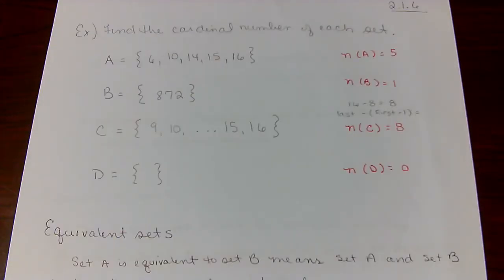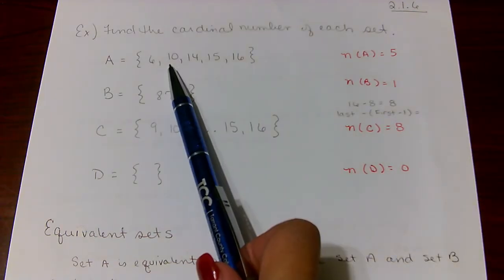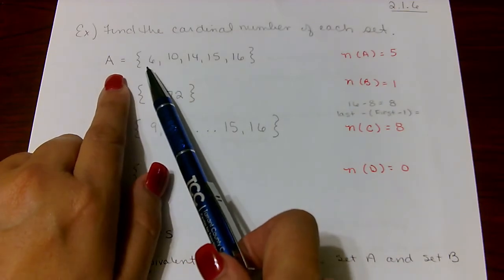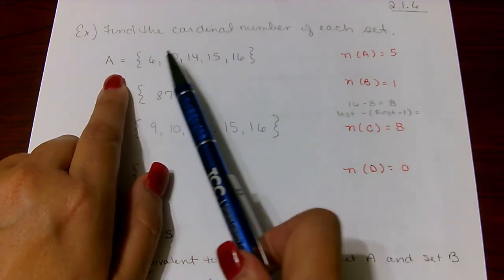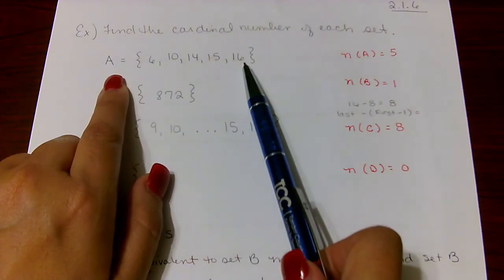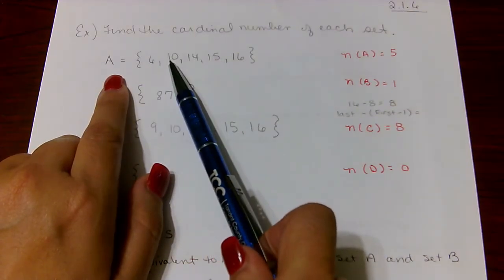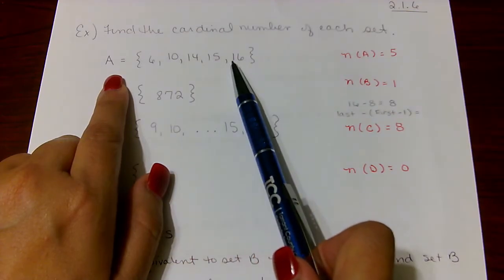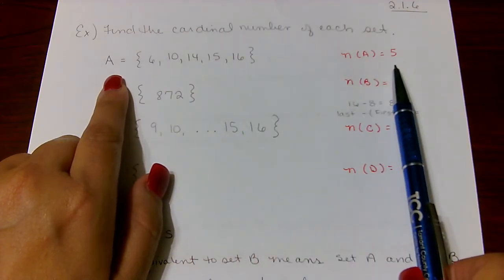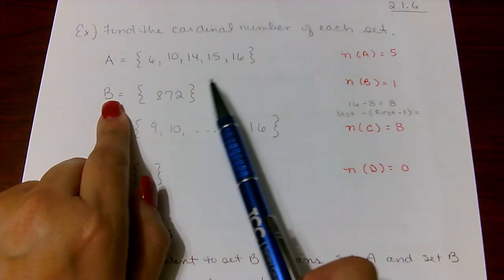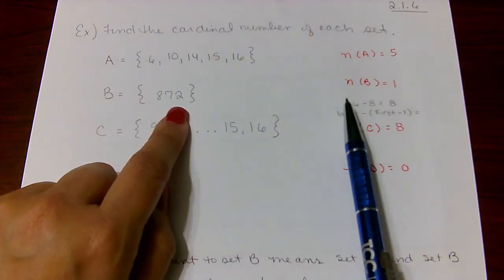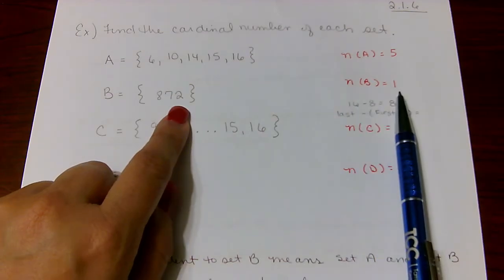Let's go ahead and find some cardinal numbers of these sets. In set A, we have the elements 6, 10, 14, 15, and 16. None of these are repeating, so we're going to count 1, 2, 3, 4, 5. n of A would be equal to 5. For set B, we only have one element, so n of B would equal 1.